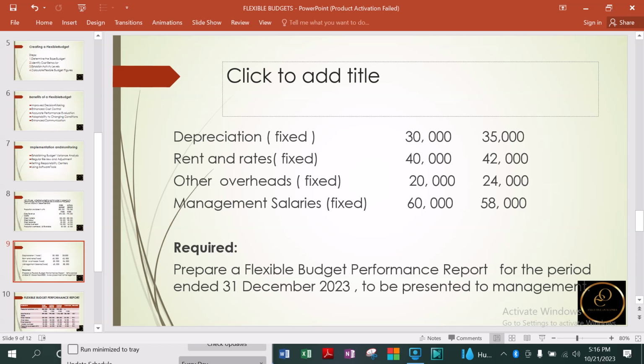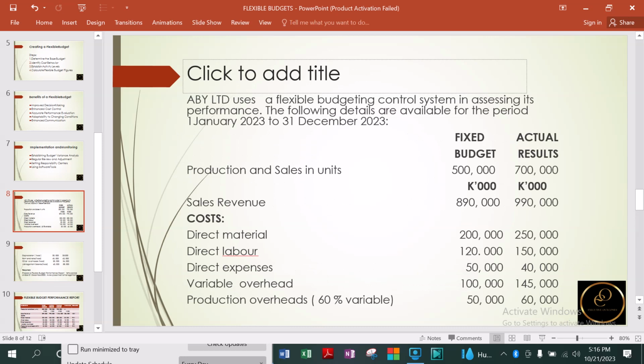Now, when you are preparing a flexible budget, especially in an exam situation, what you should do if the question is phrased or structured in this manner is to copy the fixed budget and the actual result together with the details here, and then add 3 more columns. One column will cover the flex budget, the other column will cover the variance, and the third column will cover the remarks or comments. So that's what we're going to see.